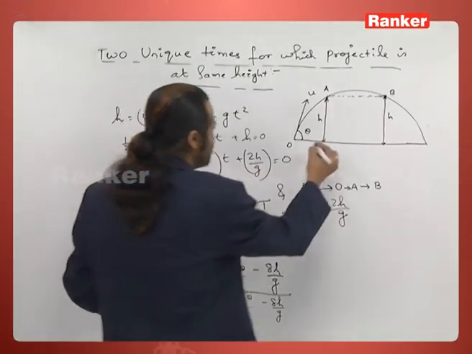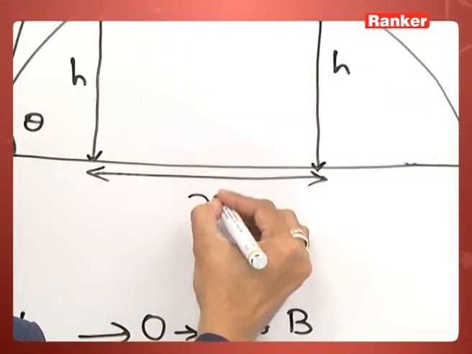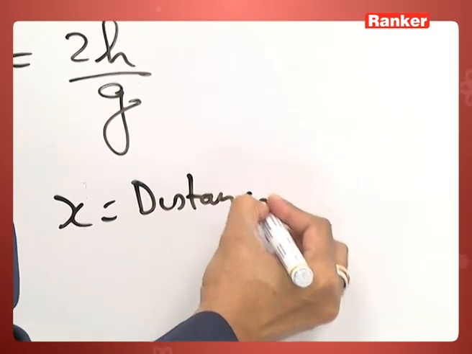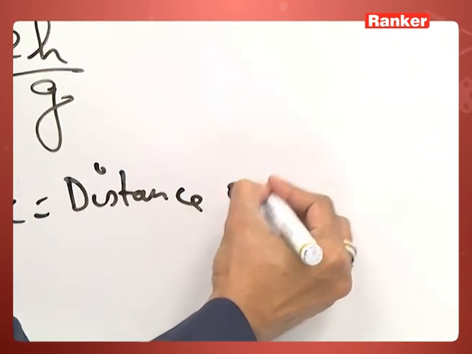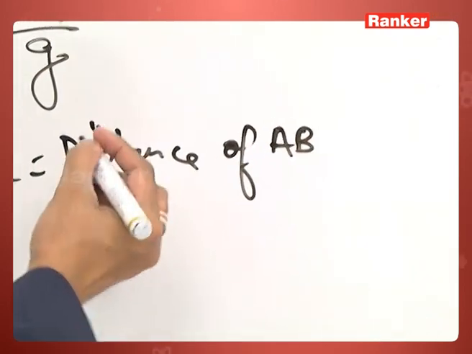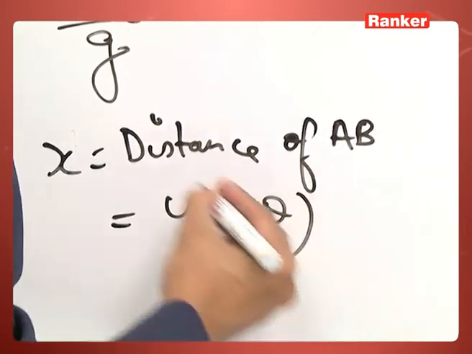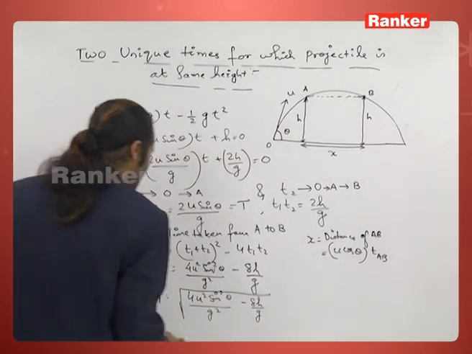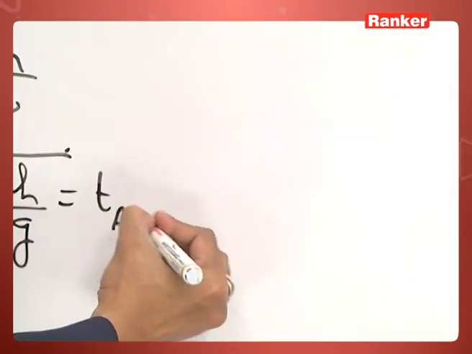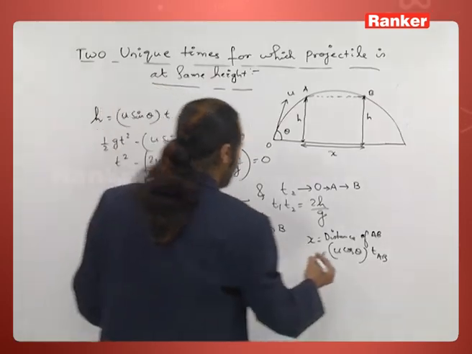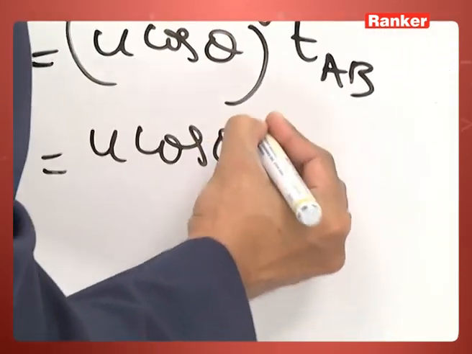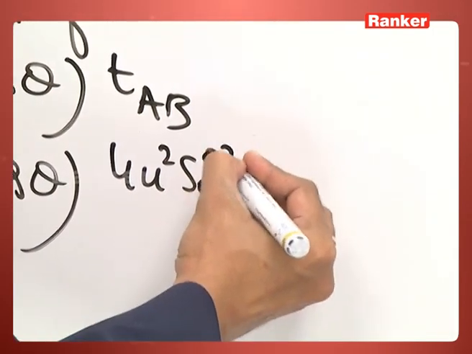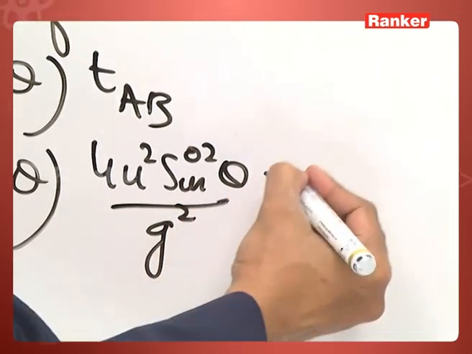And you can calculate this distance, that is x. You can calculate x is the distance of AB, which is nothing but u cos theta into time AB, and time of AB is nothing but, here I can write this is time of A to B. So this is u cos theta into time of AB is 4u square sin square theta by g square.